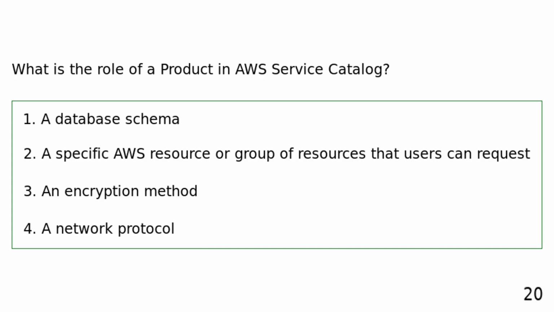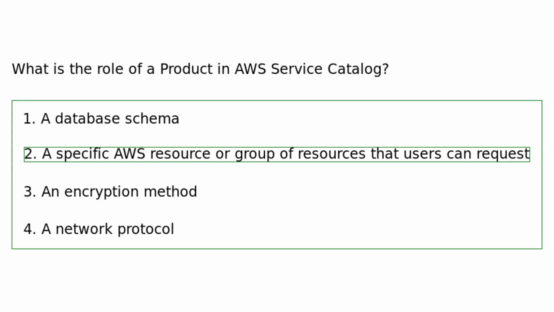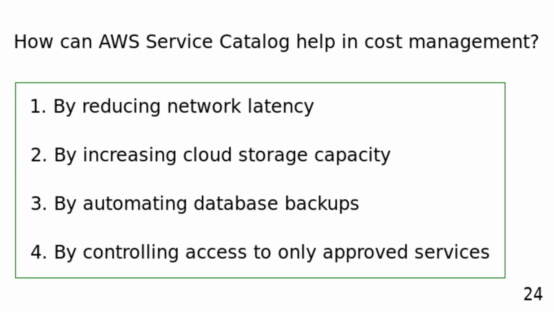A database schema. A specific AWS resource or group of resources that users can request. An encryption method. A network protocol. A product in AWS Service Catalog represents a specific AWS resource or group of resources that users can request for provisioning. How can AWS Service Catalog help in cost management?